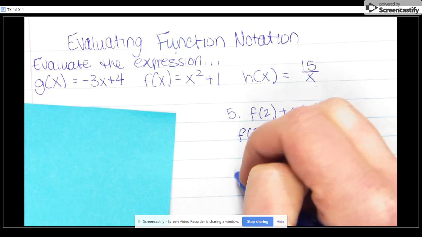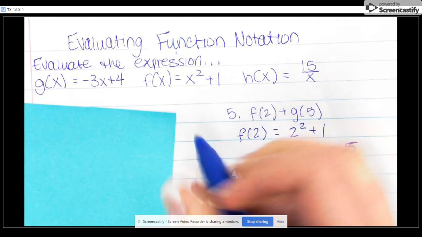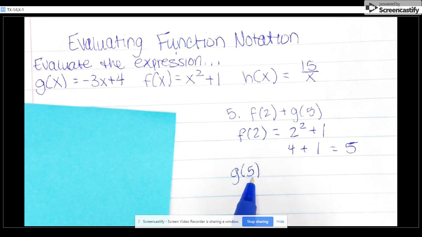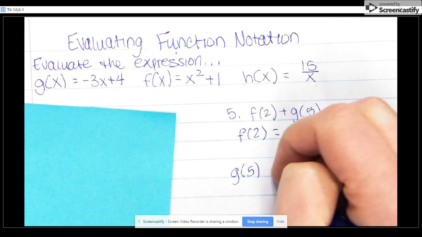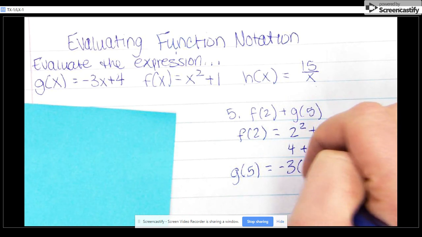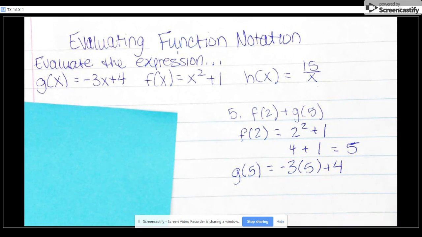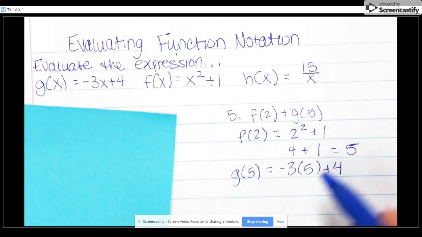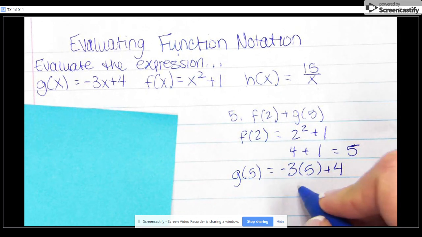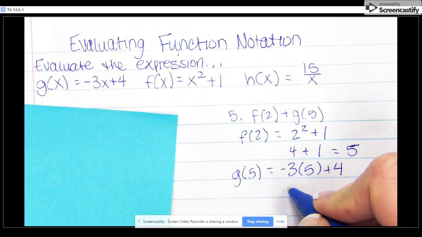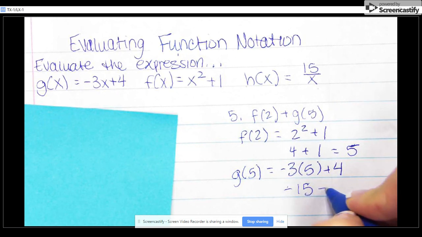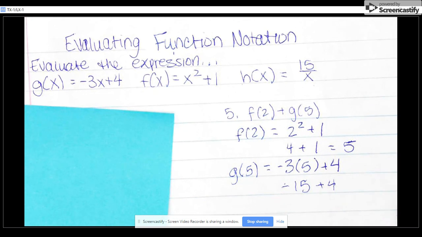Now let's do g of 5. g of 5, I'm matching up my g's. And now wherever I see an x, I'm putting 5. So that is negative 3 times 5 plus 4. So again, all I did was replace. So what I am going to do is I'm going to go to negative 3 times 5, which is negative 15, and then plus 4. Negative 15 plus 4 is going to equal negative 11.